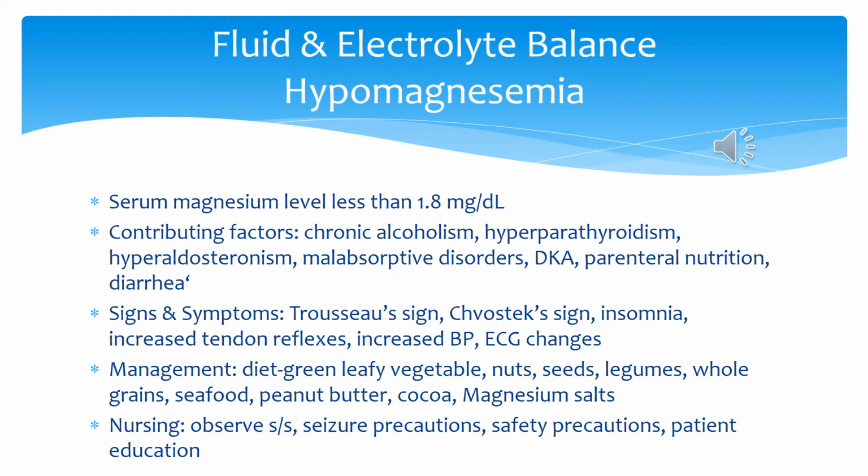For nursing management, observation is essential. Nurses must observe for signs and symptoms. If hypomagnesemia is severe, seizure precautions are implemented, and other safety precautions are instituted if confusion is observed. Patient education plays a major role in treating magnesium deficit. The patient is educated about the sources of magnesium-rich foods.